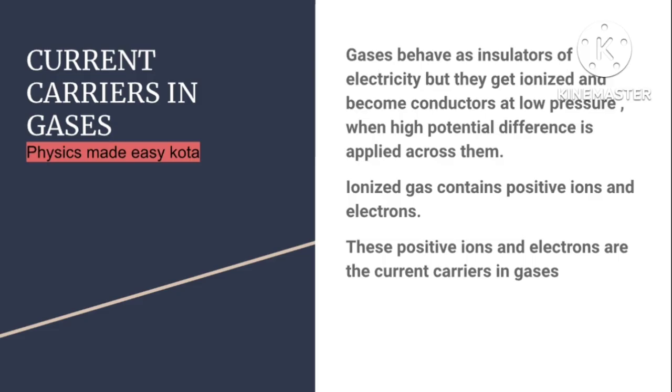We know that generally gases behave as insulators of electricity, but they get ionized and become conductors under specific conditions, like at low pressure when the potential difference applied across them is high. Then the ionized gas contains positive ions and electrons. Thus, these positive ions and electrons are the current carriers in gases.